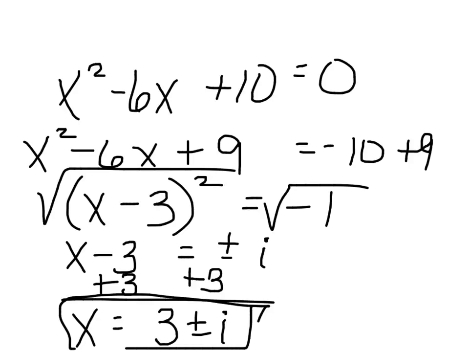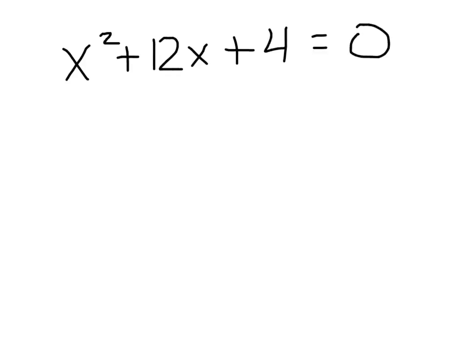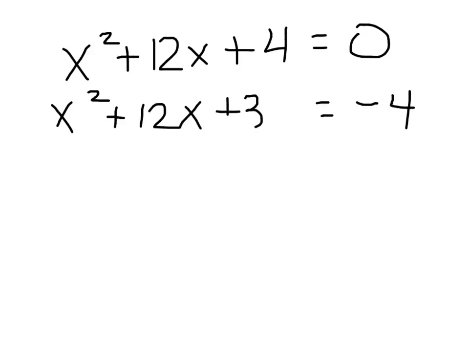Then, number 13, same format. x squared plus 12x plus 4 equals 0. And we got to complete the square. So, my first question, is a 1? Yeah. Second step, move the constant. I subtract 4 to both sides and I get negative 4 on the other side. Third step, what number is in your b? Divided by 2? 6. Squared? 36. I'm going to add 36 to both sides.